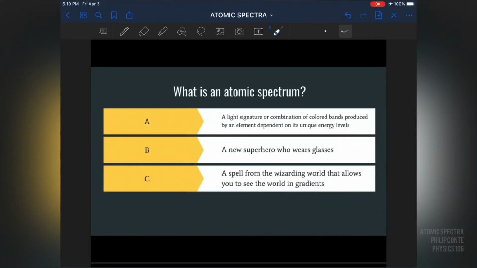What is an atomic spectra? Is it A, a light signature or combination of colored bands produced by an element dependent on its unique energy levels? Is it B, a new superhero who wears glasses? Or is it C, a spell that allows you to see the world in gradients? You got it right. The answer is A.